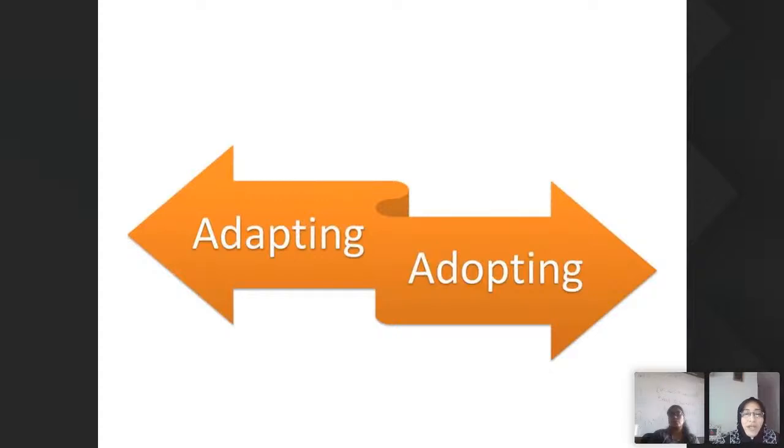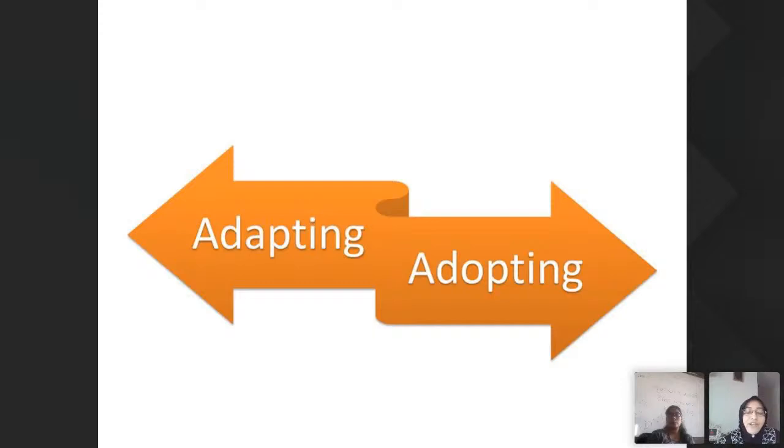Okay. You may get used to the term, some people say that I'm adapting this instrument from these kinds of sources, or I'm adopting this kind of instrument from these certain sources, okay? What will be the major things when we look at the terms adapting and adopting? It all depends on your research objective and your research question.